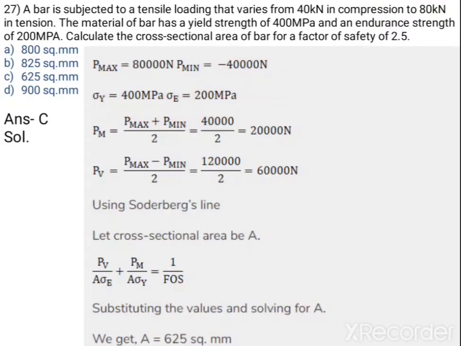So you have to calculate P mean, that is nothing but P max plus P min divided by 2, you will get 20,000 Newton. Then P variable, that is for sigma a, we take P max minus P min divided by 2, so we will get 60,000 Newton. Then using Soderberg's equation line, because sigma yt is given, that's why we are using Soderberg's equation. If ultimate strength is given, then we can use Goodman's equation.